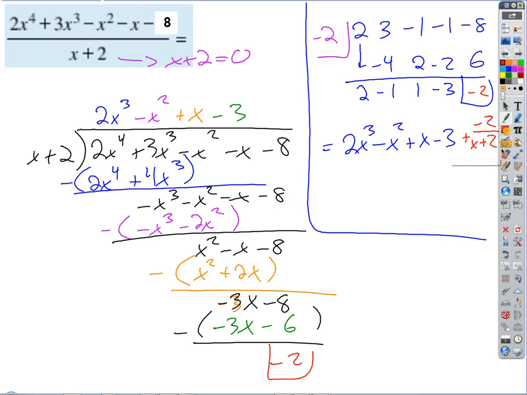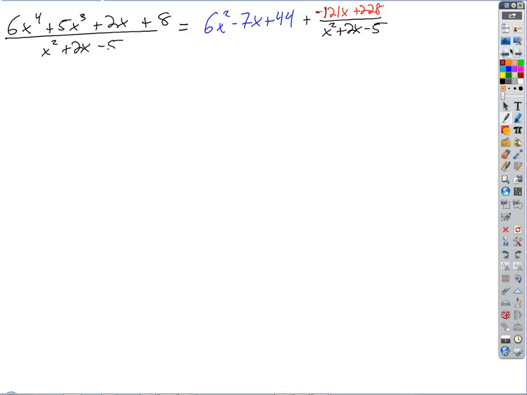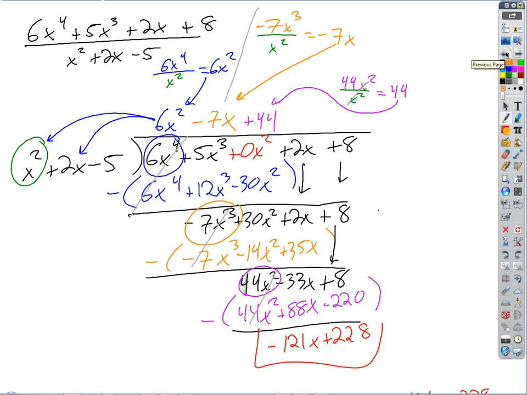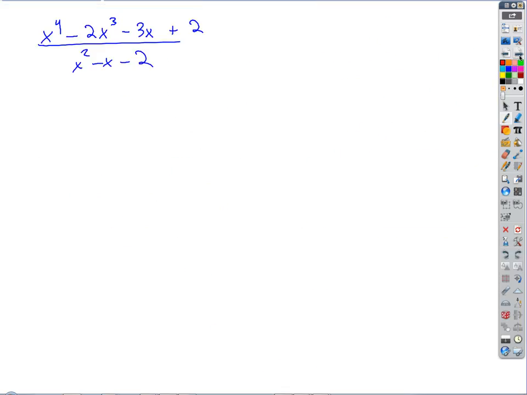Now here's the kick though. The only time you can do that is if the bottom is linear. So if the power of x on the bottom is 1. It wouldn't have worked on this one because the bottom was squared. If the bottom is bigger than linear, if it's squared or cubed or something, you have to use this long division technique. Sometimes you can do a shortcut though. Let's look at one more if we have time.